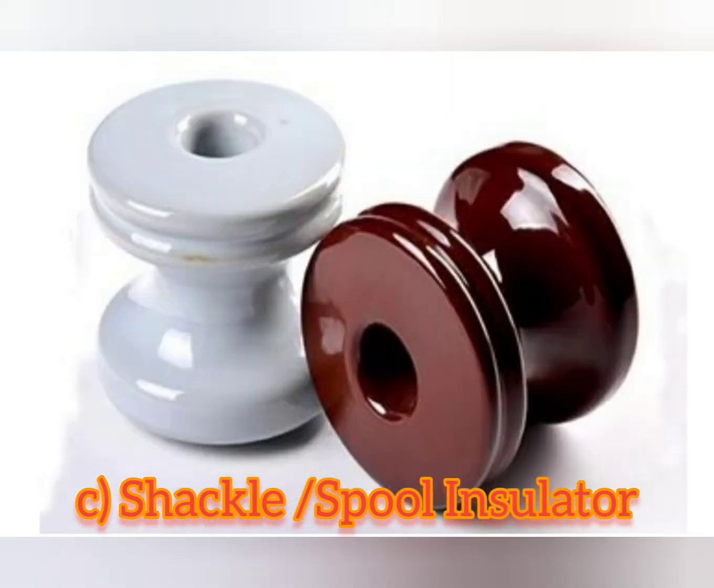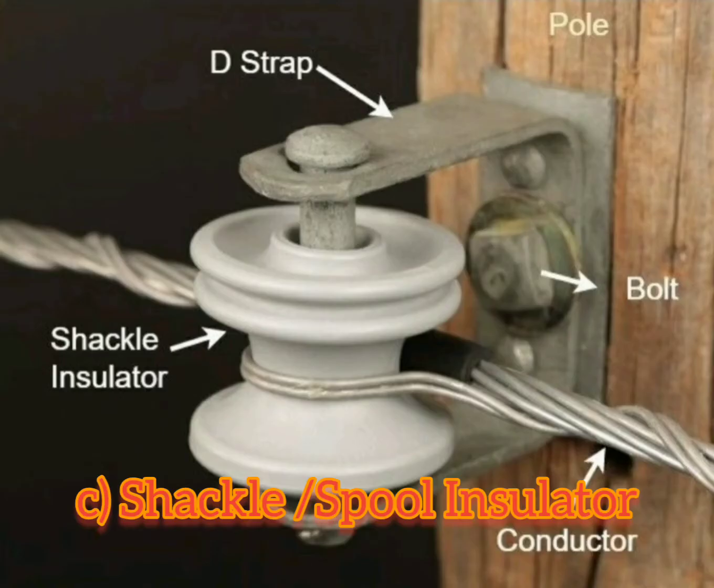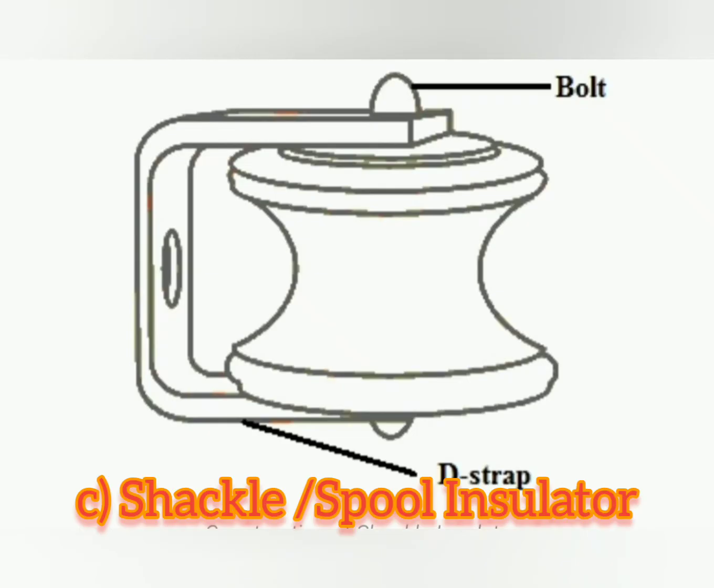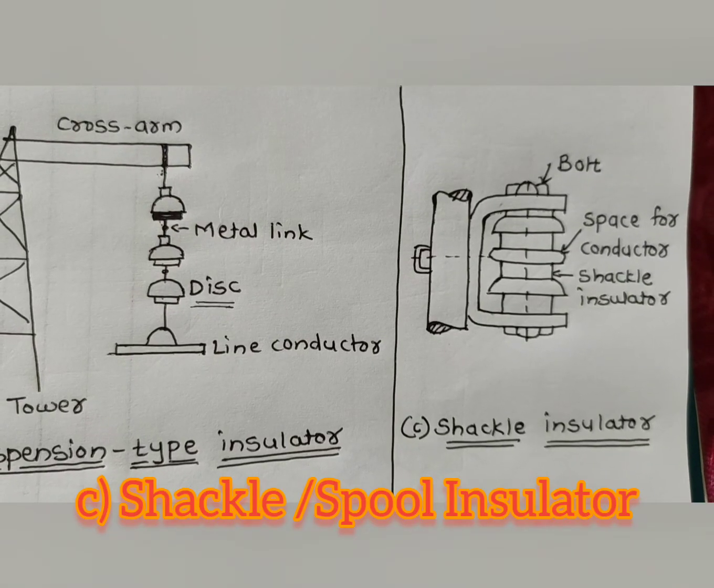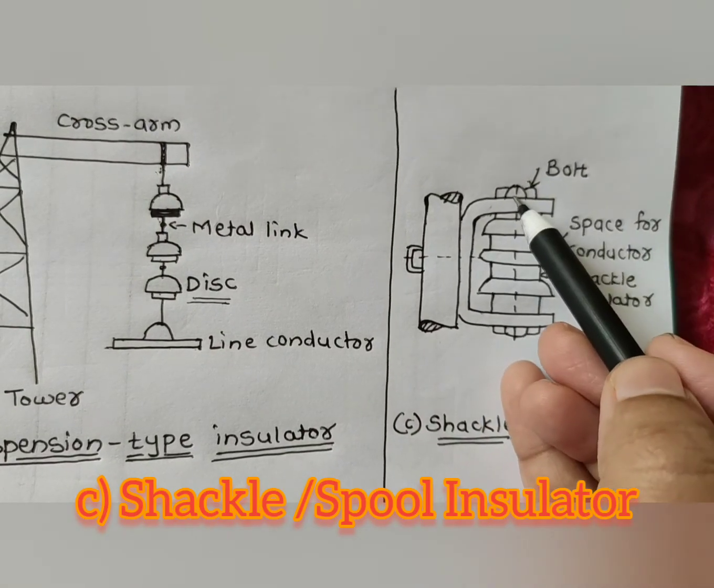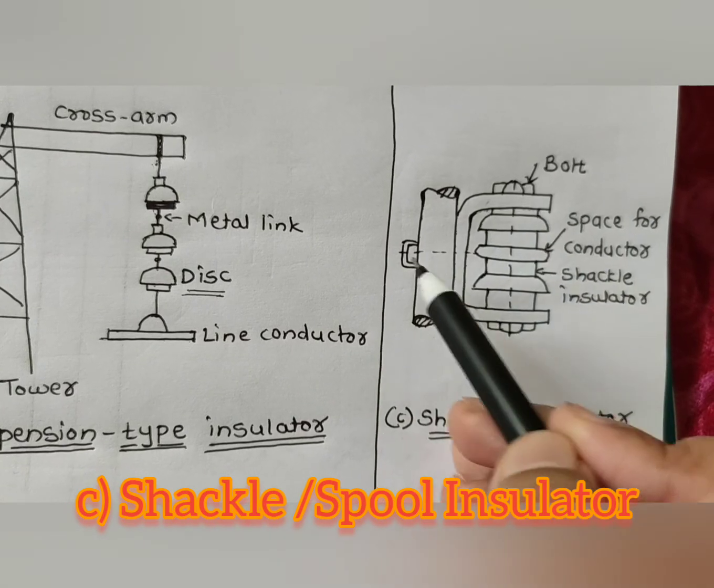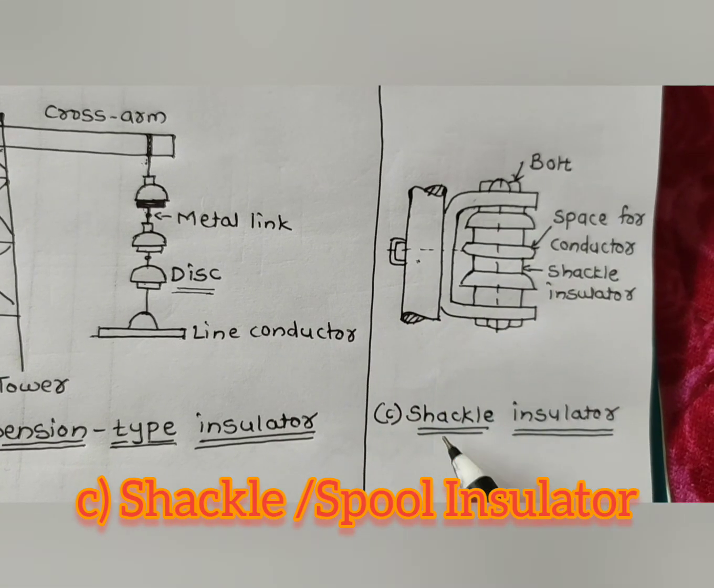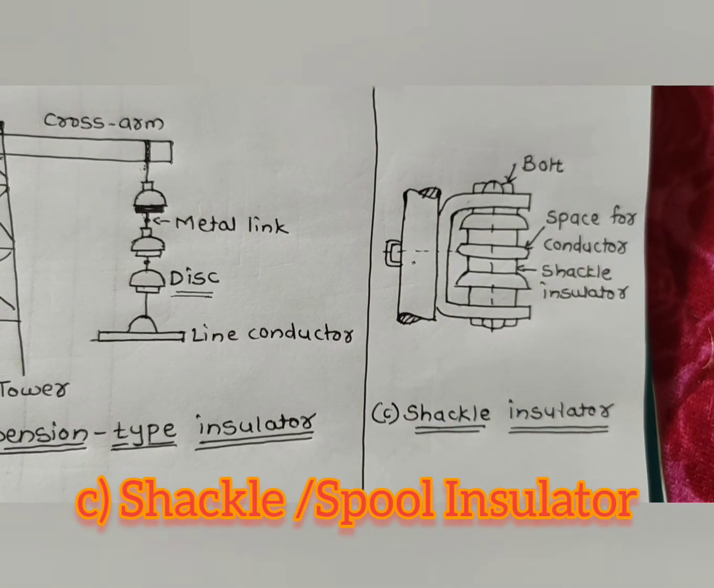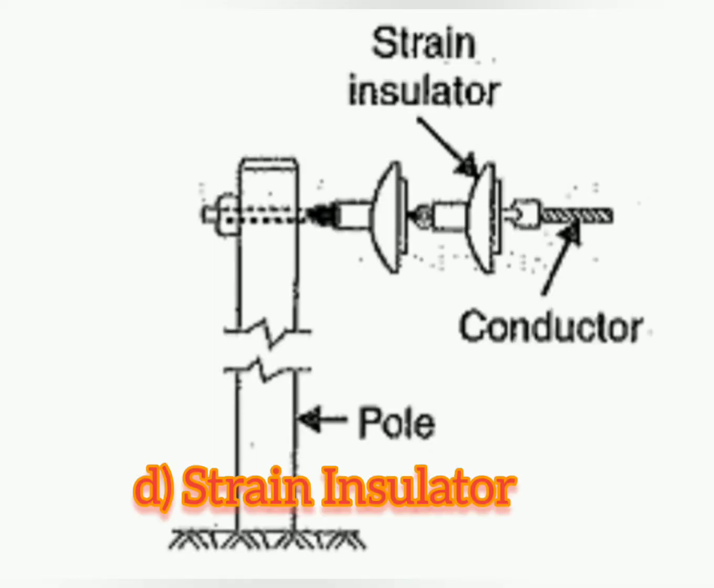Next type of insulator is shackle insulator or spool insulator. This type of insulator is generally used in low voltage distribution lines. Shackle insulators are used in both horizontal and vertical position. They can be directly connected to the pole by using bolt or cross arm. Line conductor is fixed in the groove with soft copper or aluminum binding wire. Tapered hole in shackle insulator distributes the load more evenly, due to which possibility of breakage reduces during heavily loaded condition.